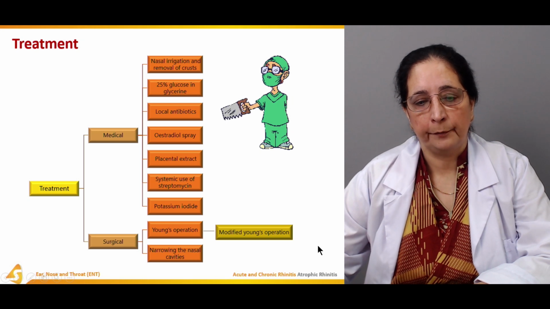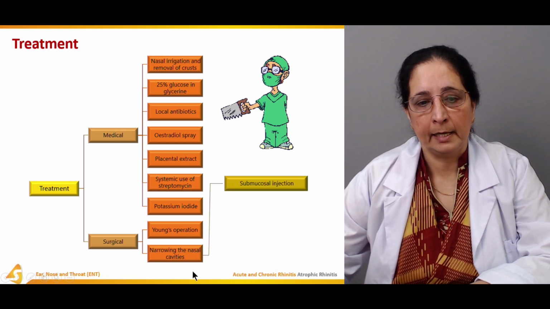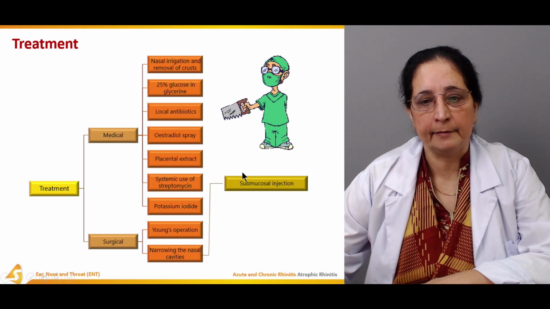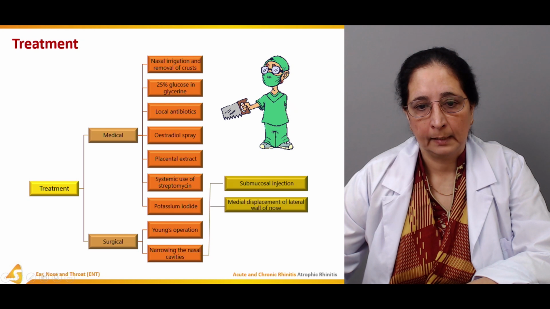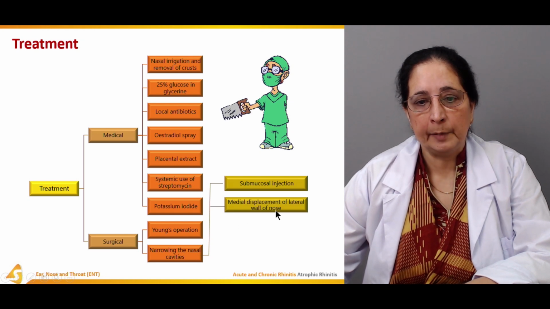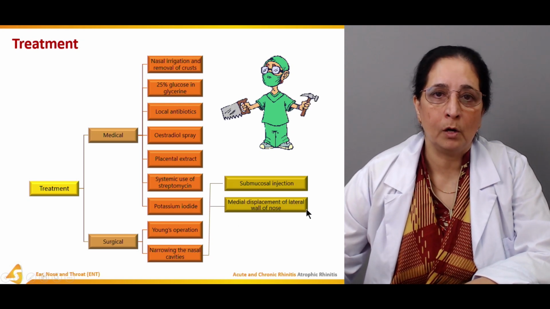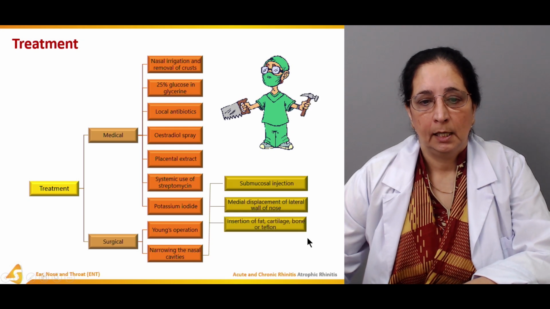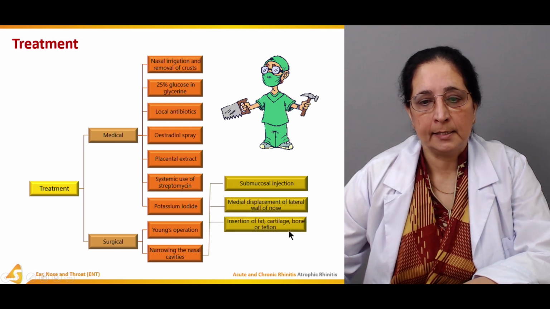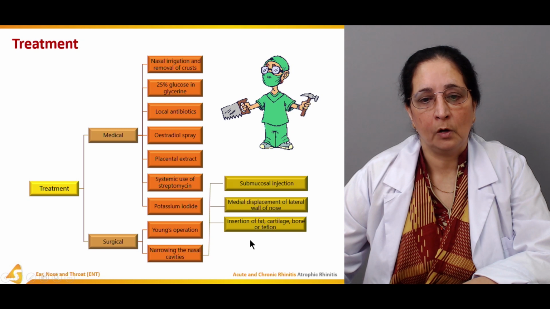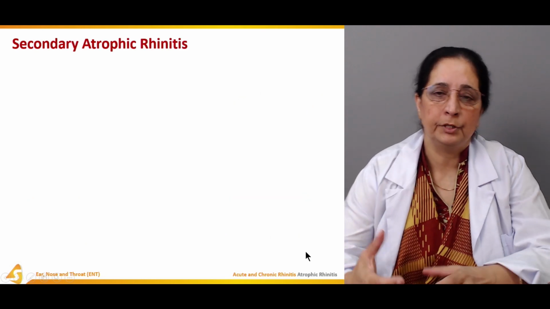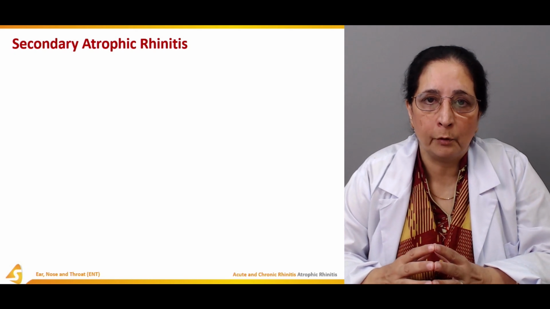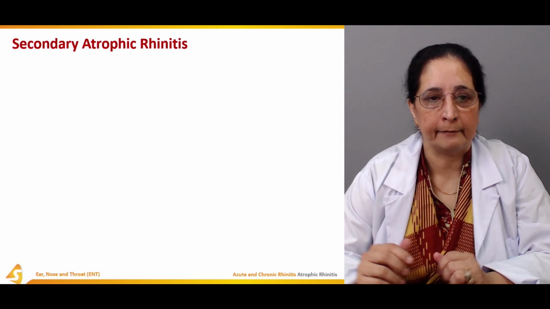Modified Young's operation also, and narrowing of the nasal cavities is done by submucosal injection, medial displacement of the lateral wall of the nose, and insertion of fat, cartilage, bone, or Teflon. All these were the treatment options used for narrowing of the nasal cavity.